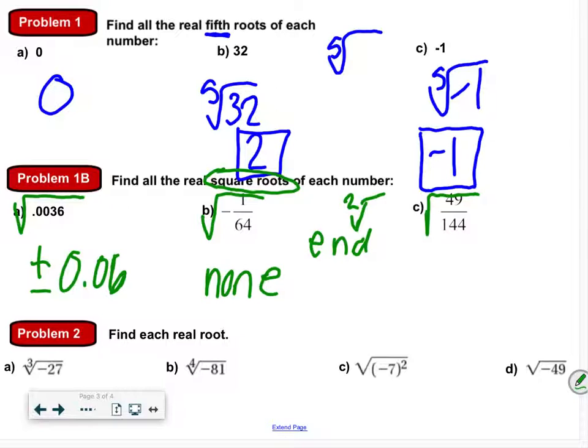When we have fractions, I want us to leave our answer in fraction. So even, and I have a positive or negative inside. Positive. So how many answers? 2. Okay, I like to do top then bottom. So it's the square root of 49. 7. Square root of 144. 12. Done.